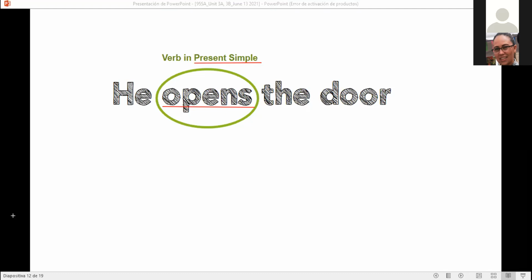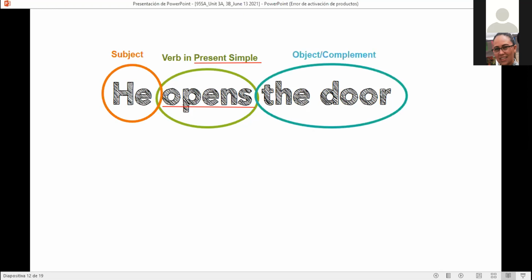What about the subject? Who is opening the door? ¿Quién está abriendo la puerta? He, teacher. He, exactly. He is the subject. Aquí tenemos el sujeto. ¿Y qué nos quedaría como complemento o como objeto? Opens the door. The door. The door, ¿no es cierto? Solo the door sería nuestro complemento. La última parte de la oración.